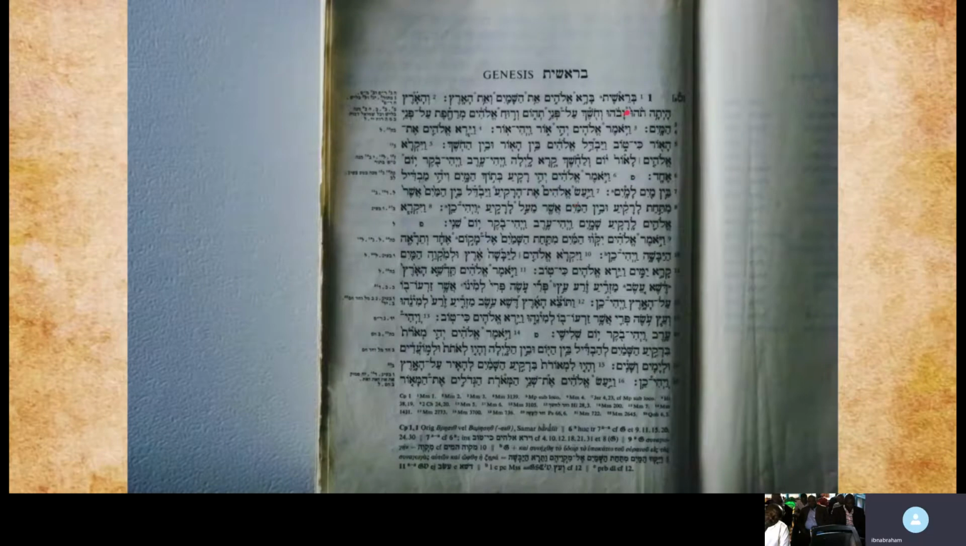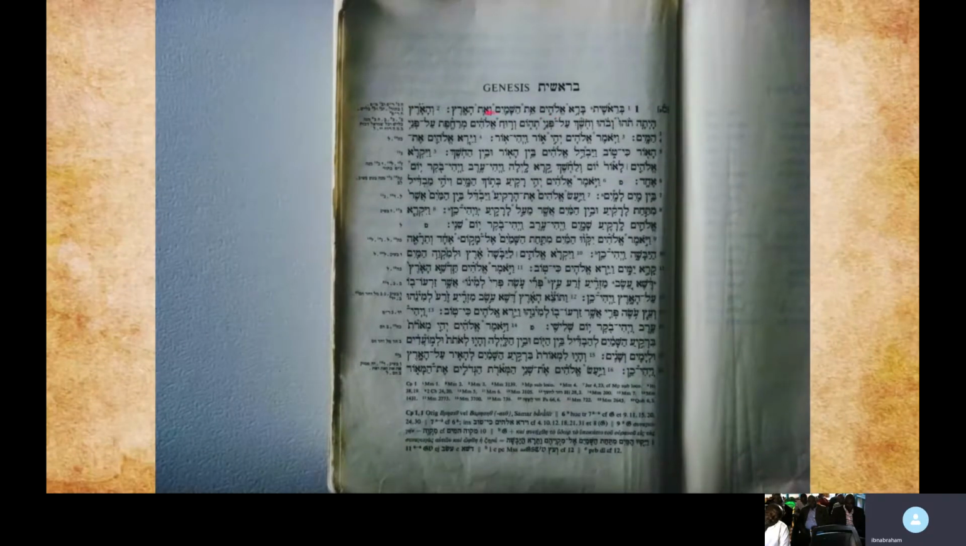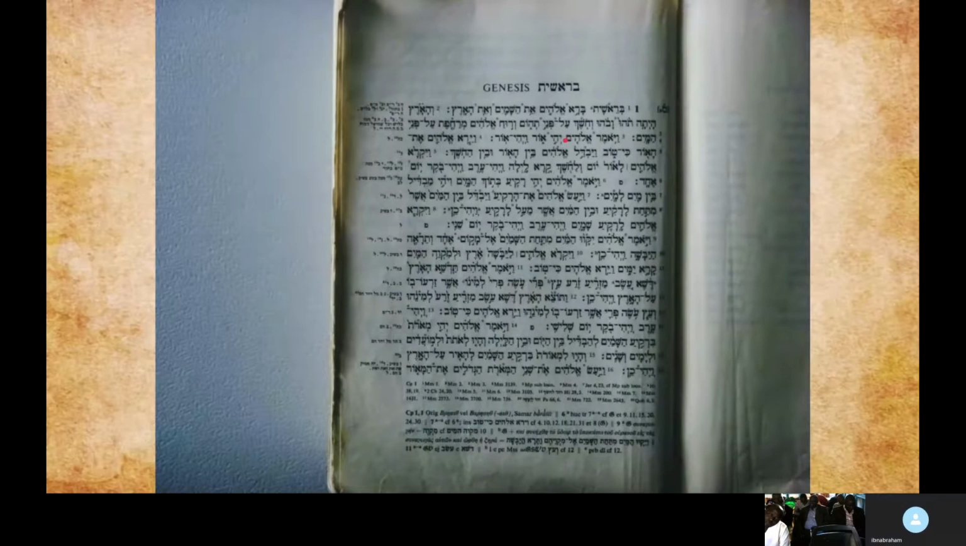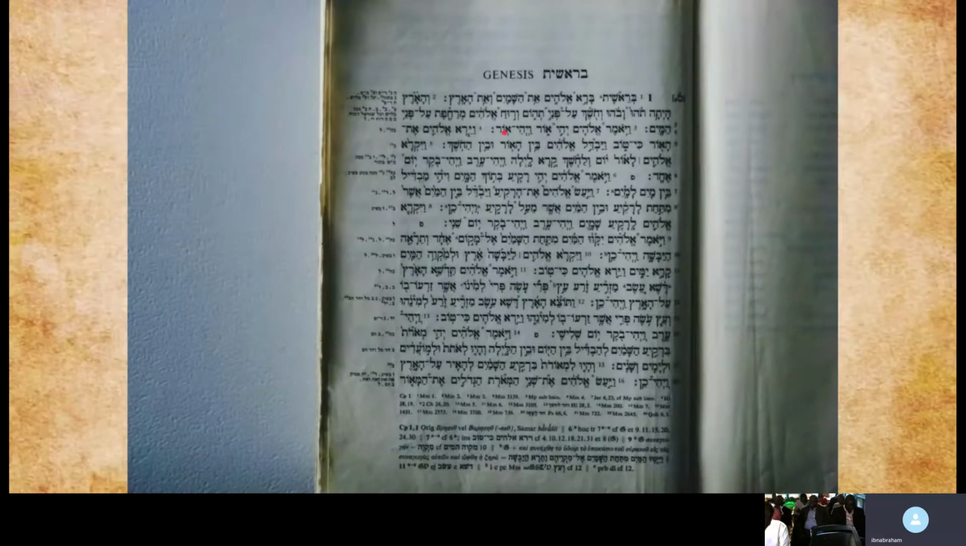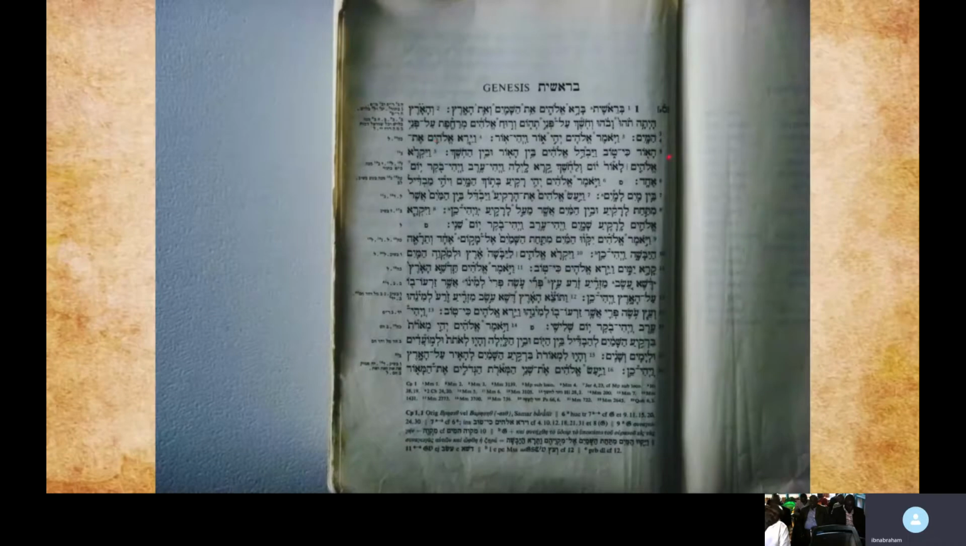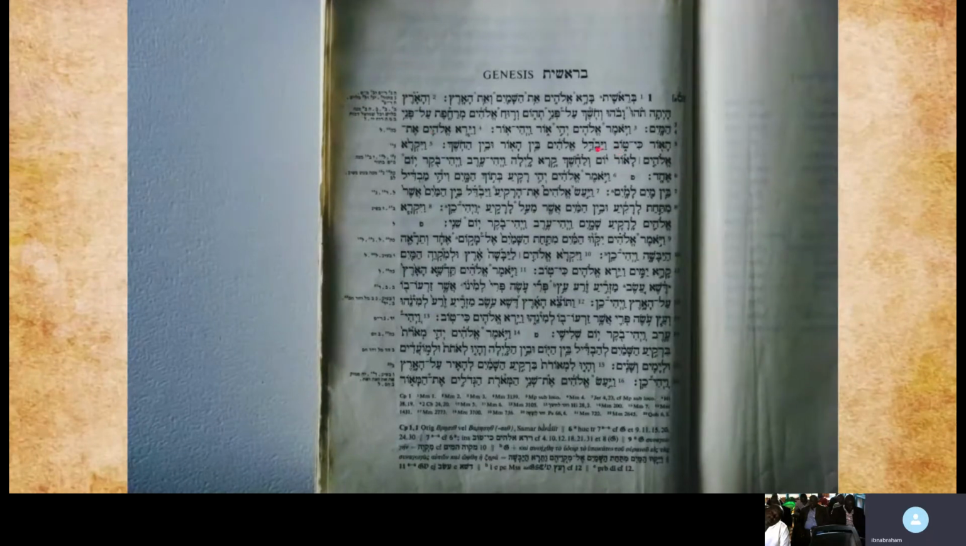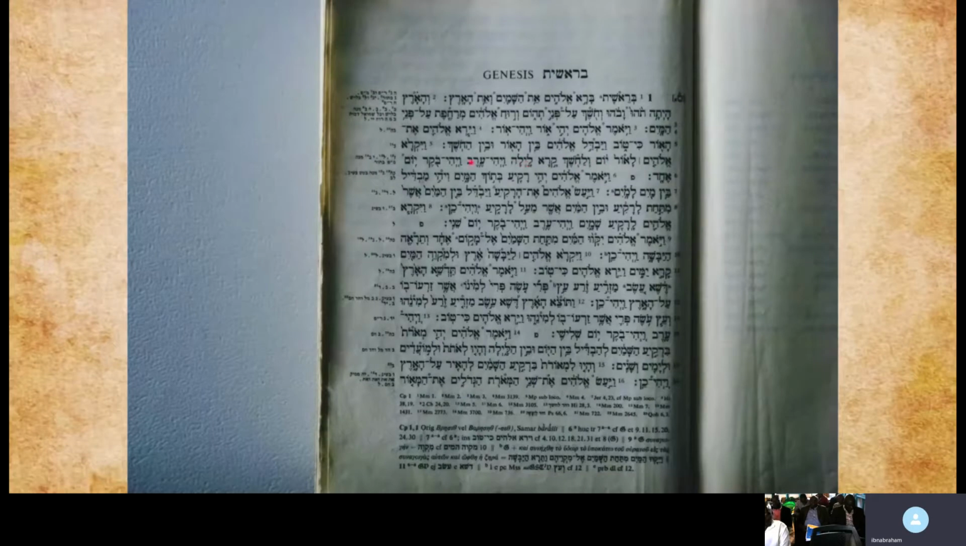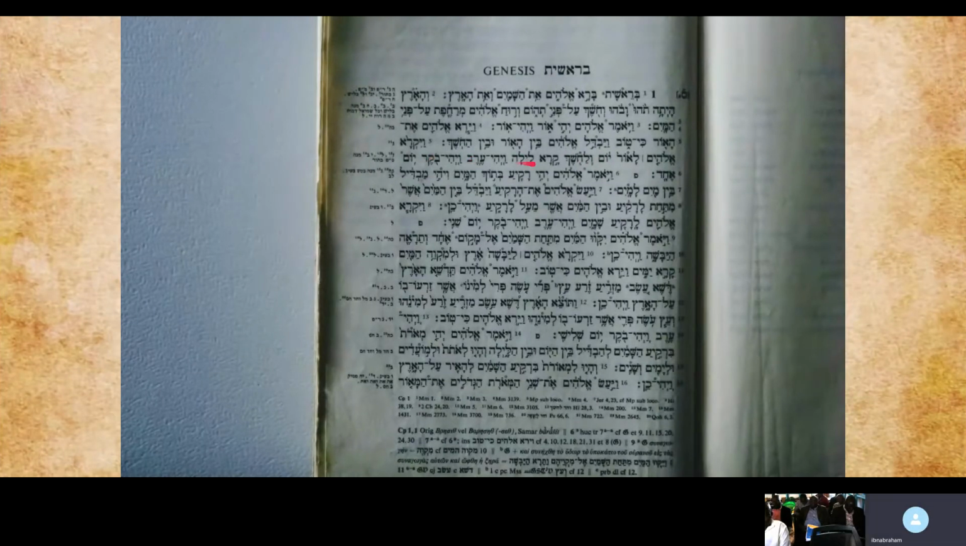So if I go through here and I say, Bereshit bara Elohim et hashamayim ve'et ha'aretz, veha'aretz hayta tohu vavohu, vechoshech al pnei tehom, veruach Elohim merachefet al pnei hamayim. Vayomer Elohim, yehi or, vayehi or, vayar Elohim et ha'or ki tov, vayavdel Elohim bein ha'or uvein hachoshech, vayikra Elohim la'or yom, velachoshech kara layla, vayehi erev, vayehi voker yom echad.